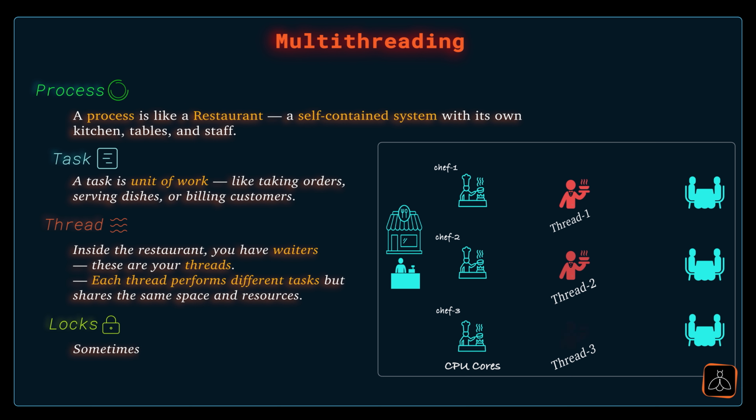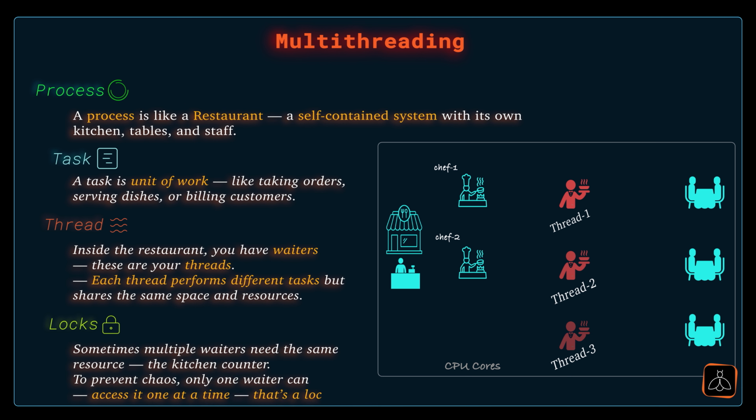And coming to the final term, that is locks. Suppose there are limited chefs available in the restaurant, like in our concurrency example. Then there is a chance of chaos at the kitchen counter with multiple waiters, right? So to prevent this chaos, we can put a rule or a lock that only 1 waiter can access it at a time.